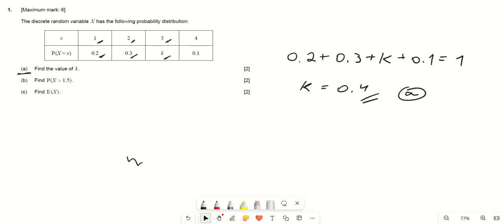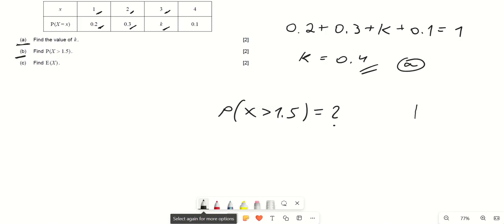Now I move on to B. We have to find the probability that our variable is larger than 1.5. For that, I simply sum all the probabilities of an outcome that is larger than 1.5.